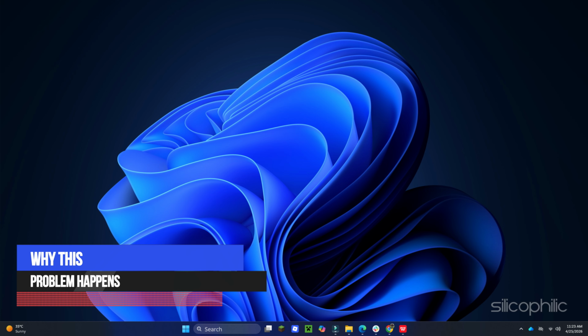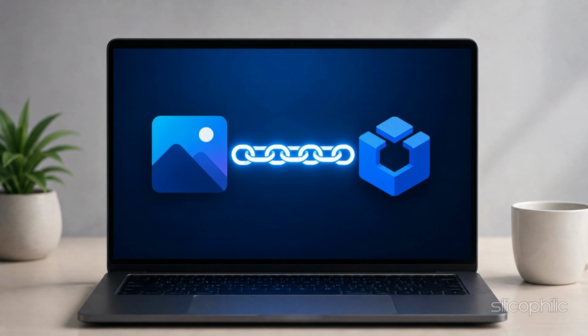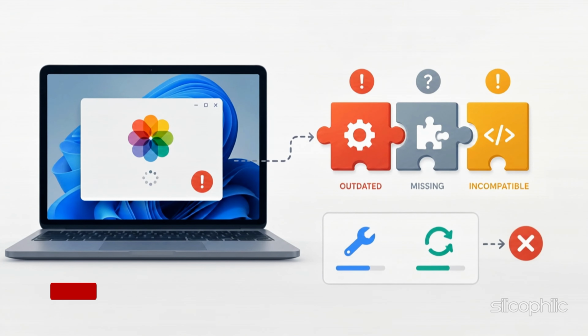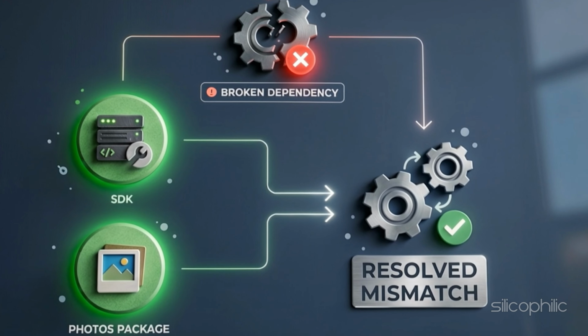Why does this problem happen? From what I have seen, this doesn't appear to be a traditional corruption issue. The problem seems to be related to how certain Photos app versions interact with Windows App SDK components. When those components become outdated, missing or incompatible, the Photos app can fail during startup. That's why many users find that repairing or resetting the app doesn't solve anything. The underlying dependency remains broken. Installing the latest SDK and Photos package usually resolves that mismatch.